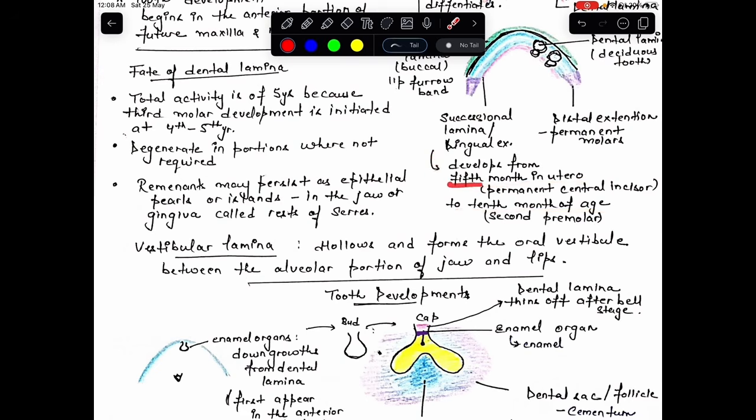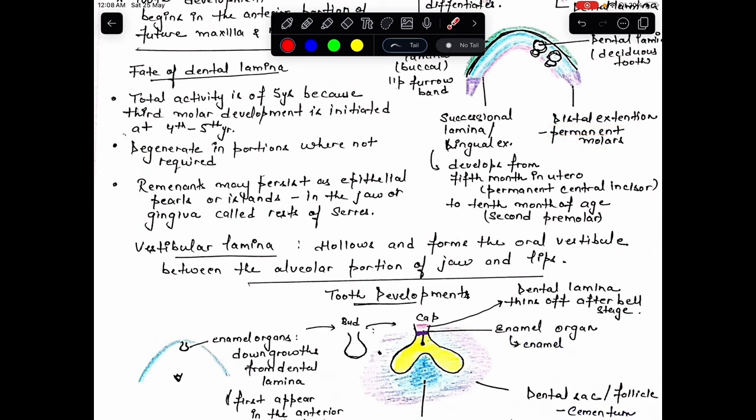So the permanent central incisor starts developing from the fifth month in utero, and the second premolar develops up to the 10th month of age. The molars are developed later on, at different times. Like the third molar is developed later, so it arises from the distal extension.